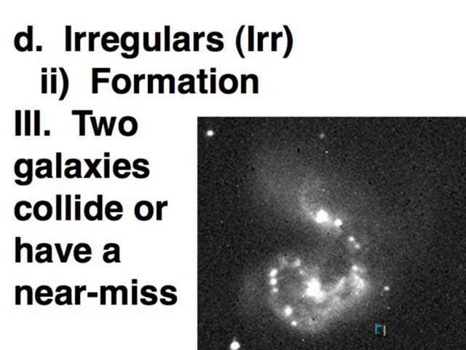Another way to make an irregular galaxy is to have two galaxies that are similar in size collide with each other or get really, really close to each other. This is sometimes called a merger.